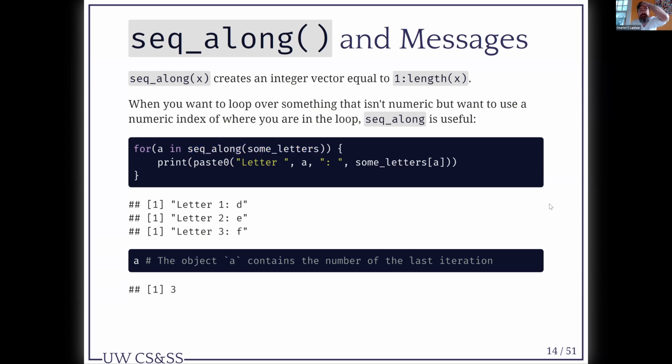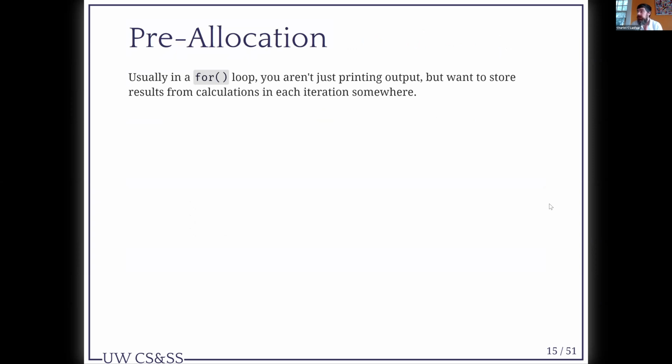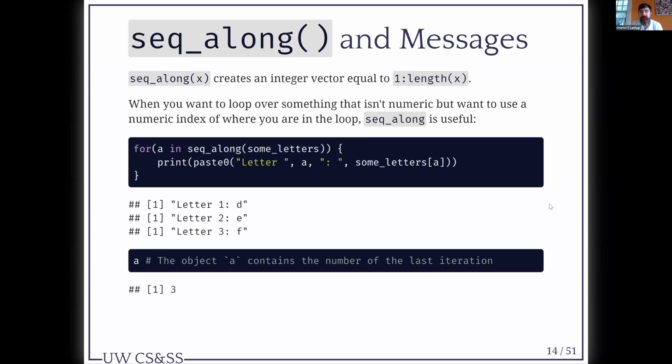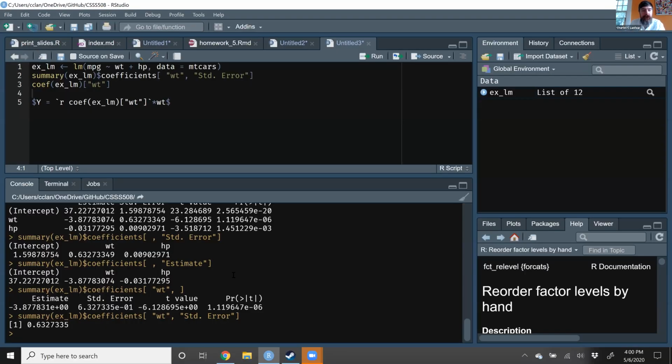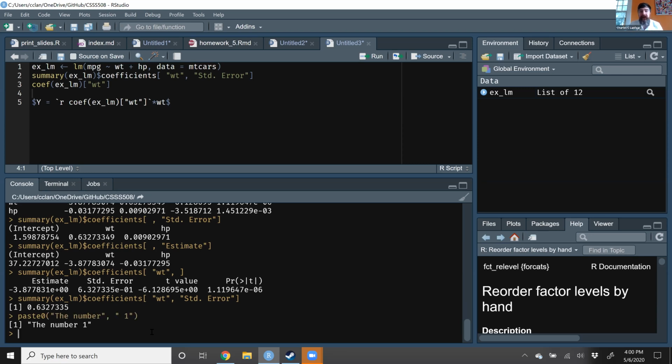Okay, so pre-allocation. Oh, what does paste do again? So I will show you. Let's say here's an example. Paste just takes whatever text is given to it. So this is a length 1 vector of text. This is a length 1 vector of text. If I paste them together, it makes it a single vector of text.